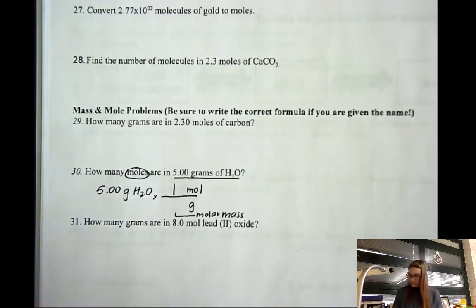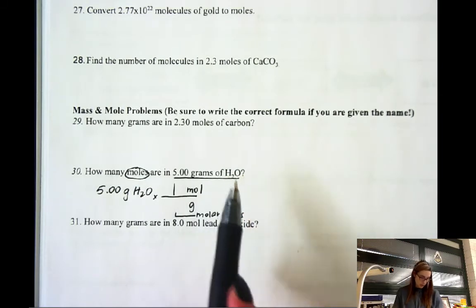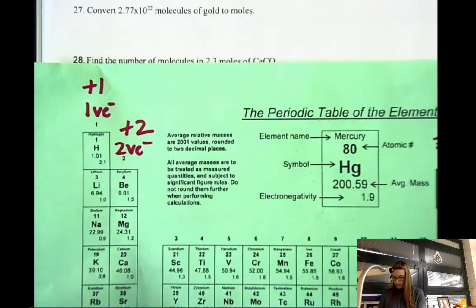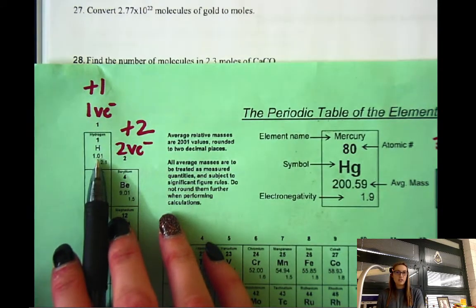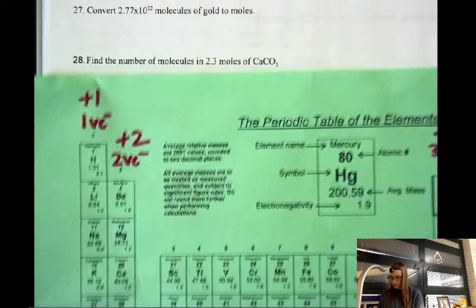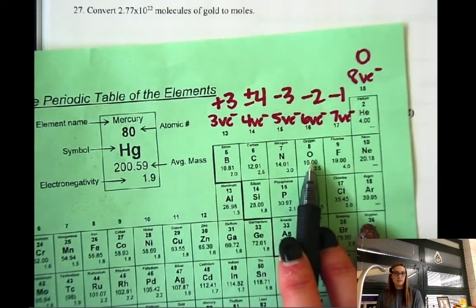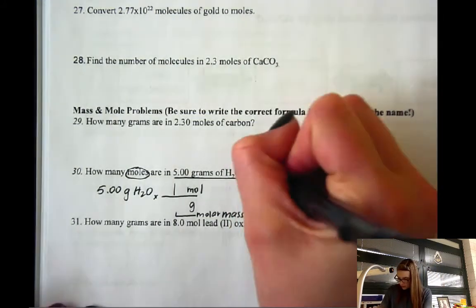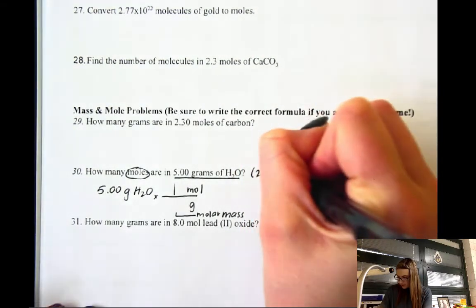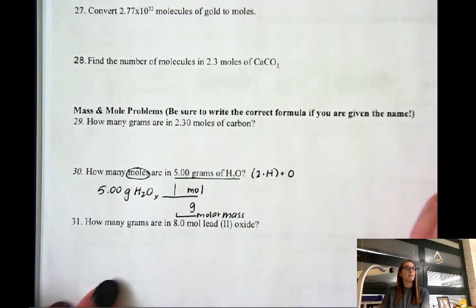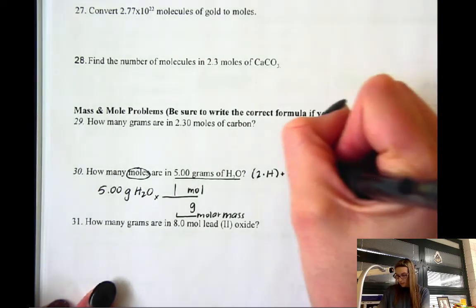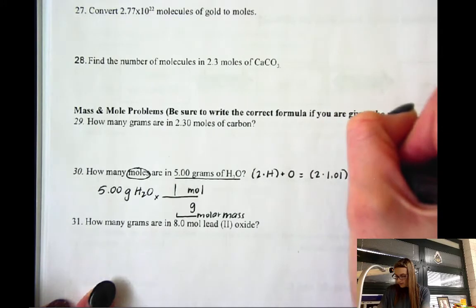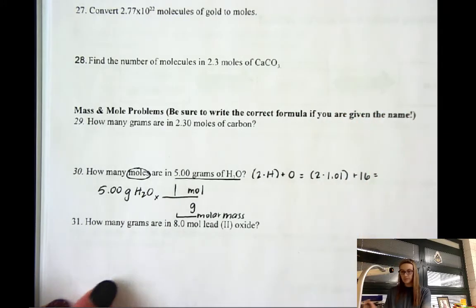All right, and it tells us that we're dealing with H2O. That's how I knew it was water. So if we look at our periodic table, we have hydrogen and we have oxygen. So we have 2 hydrogens, so 2 times the mass of hydrogen plus 1 oxygen. And then we can plug the numbers in from our green periodic table. 2 times 1.01 plus 16.